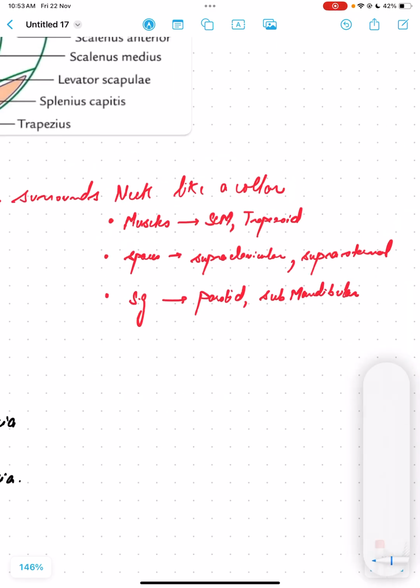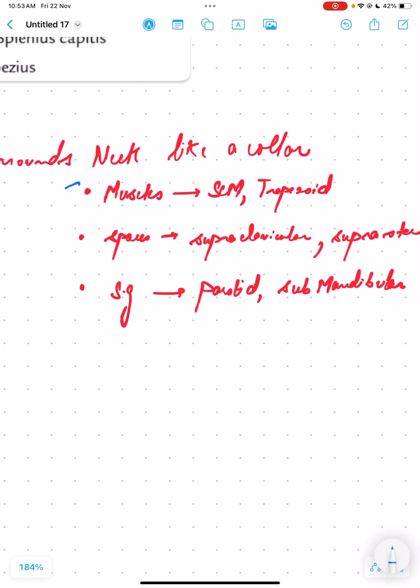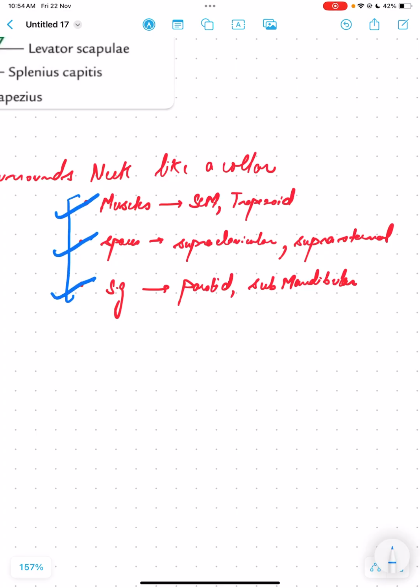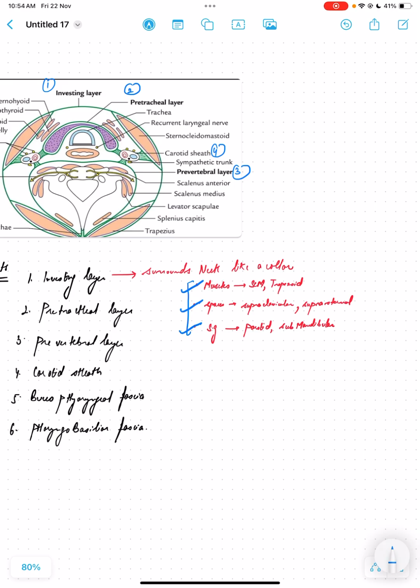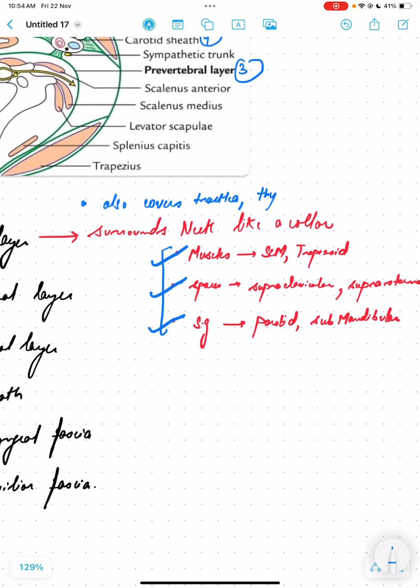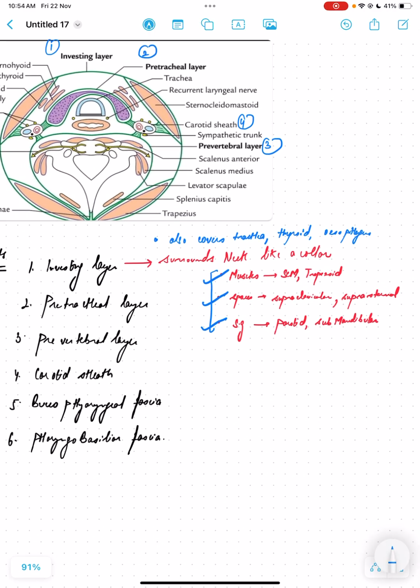So what is the investing layer? It covers the neck like a collar. It involves two muscles, the sternocleidomastoid and trapezius. It involves two salivary glands, the parotid and the submandibular, and the two spaces, the supraclavicular and suprasternal spaces. And more about this is it also covers the trachea, thyroid gland, and esophagus. So you have to remember these things about the investing layer.